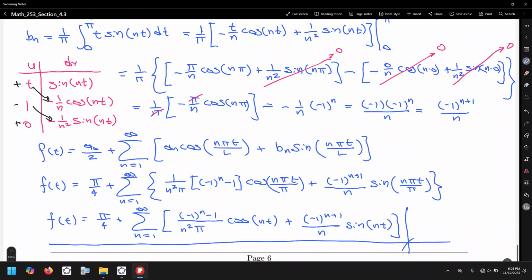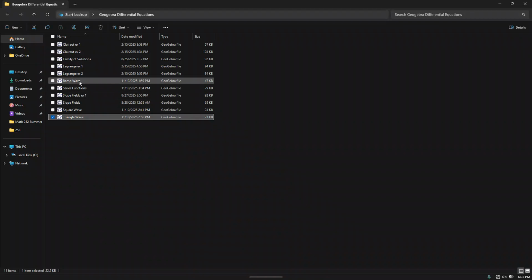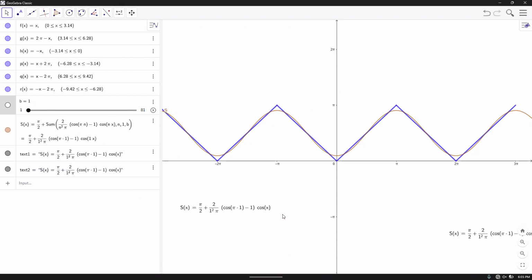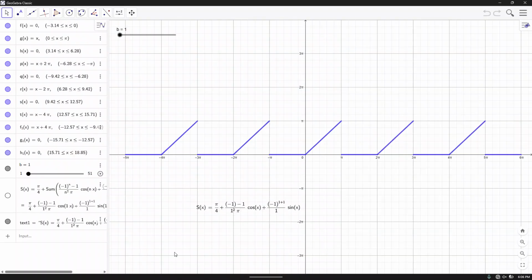Oh, of course, we're not done yet, because you want to see a picture of this, right? So how does that look? I call it a ramp wave. I didn't have a name for it. I'm pretty sure there's a name for this kind of wave. So that's what the function looks like, with multiple repetitions.